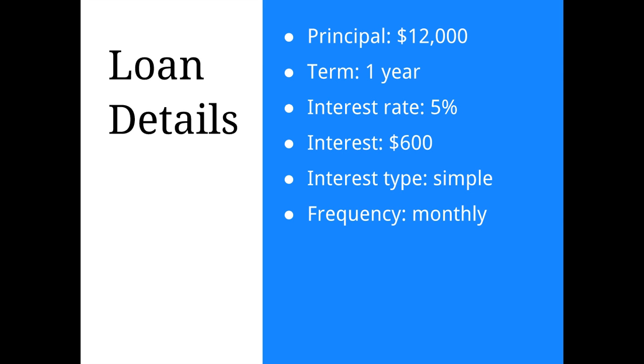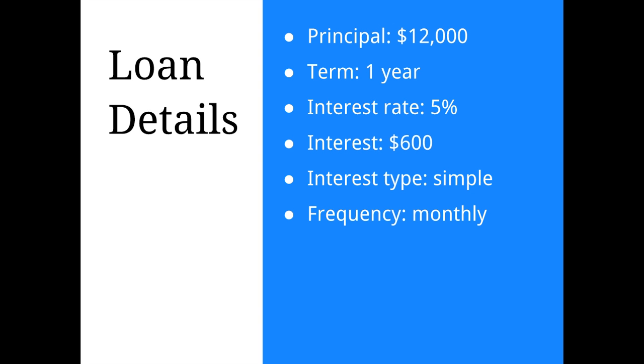The principal, which is the amount of money I initially borrowed from the bank, is $12,000. The term, which is the time that I have to pay back the principal of the loan and any interest, is 1 year. The frequency is how often I have to make payments on my loan. In this case, I'll pay off my loan or pay part of my loan off each month.